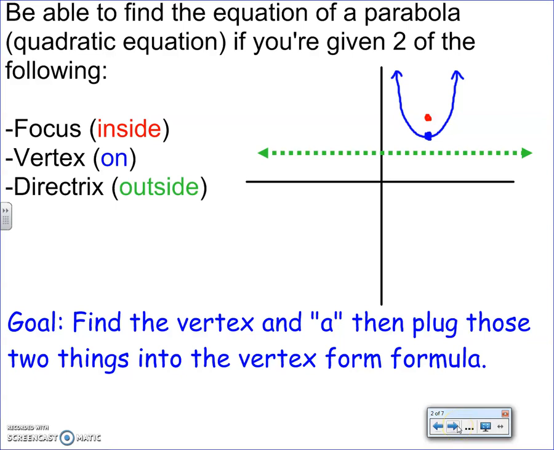So you're going to have to be able to find the equation of a parabola if you're given two of the following three things: the focus, the vertex, and the directrix. So first, let's talk about what they are.